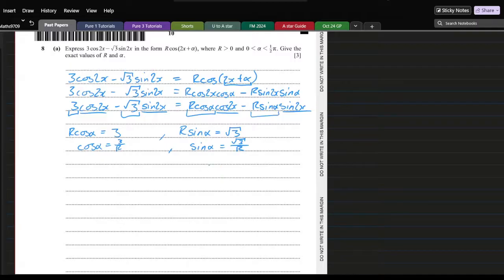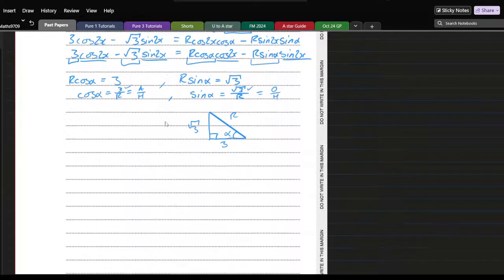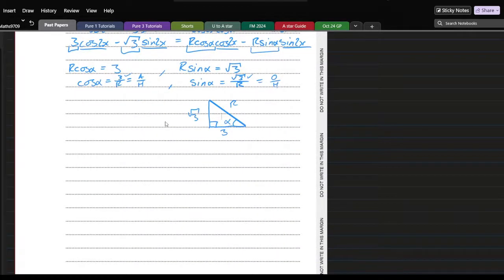So we can use this information to draw a right-angled triangle, right? And our angle alpha is over here. We know that using SOHCAHTOA, sine is opposite over hypotenuse. So the opposite of alpha must be equal to root 3, and our hypotenuse is r. Then from cos alpha we know that that's adjacent over hypotenuse. So our 3 here is our adjacent. So this here is 3, this is r, and this is root 3.